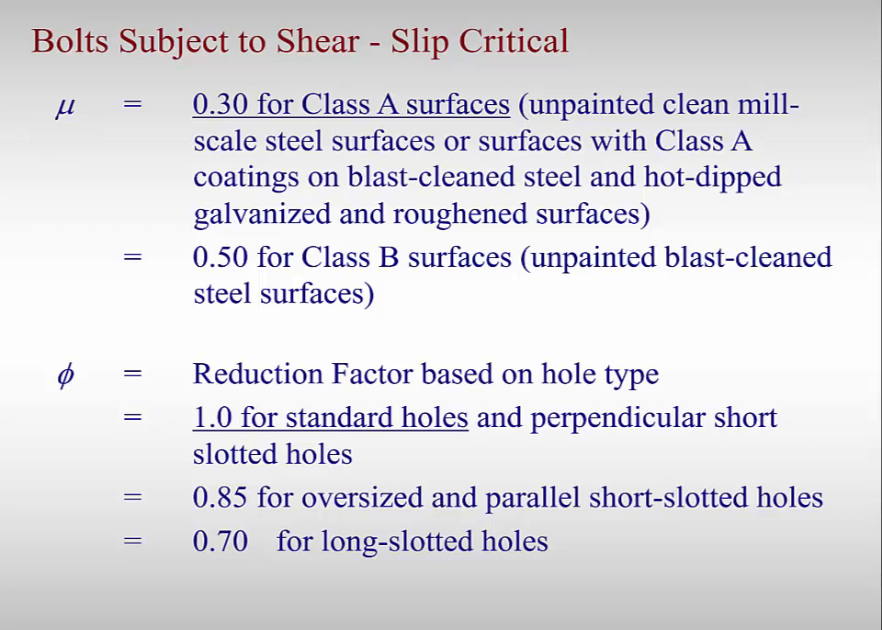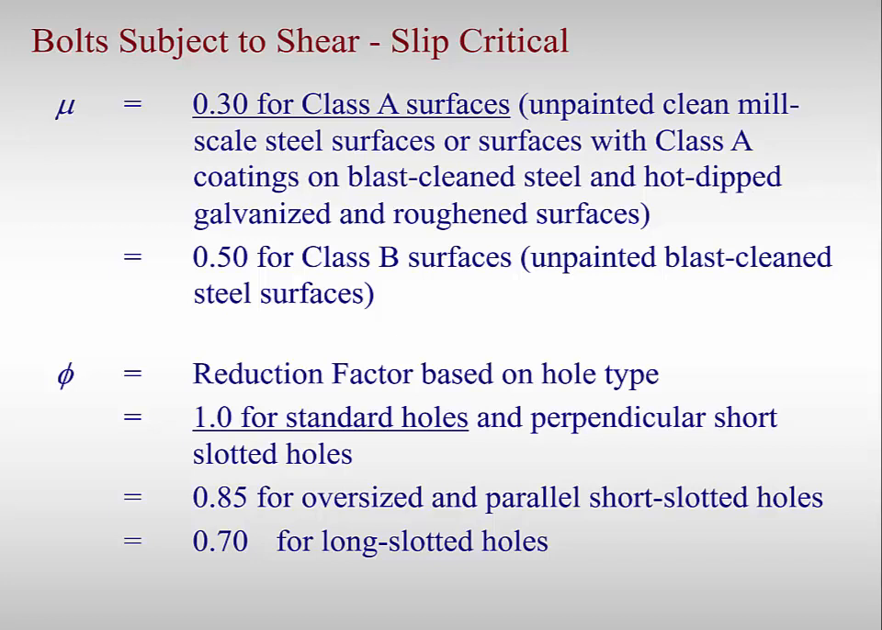reduced. Class B surface has a 0.50 coefficient value and hence a higher resistance to slip than Class A. However, more preparation of the faying surfaces is required. This involves sandblasting the surfaces, and they cannot have any coating such as paint or zinc.